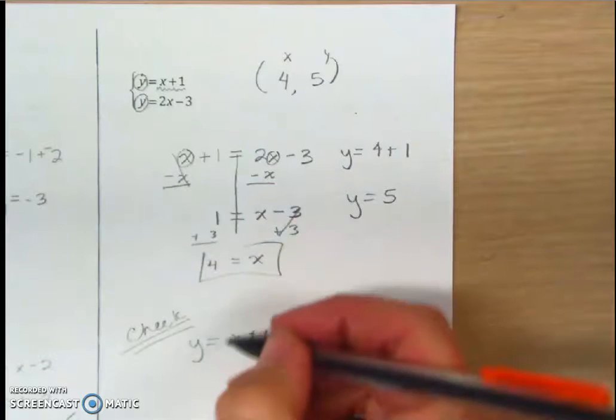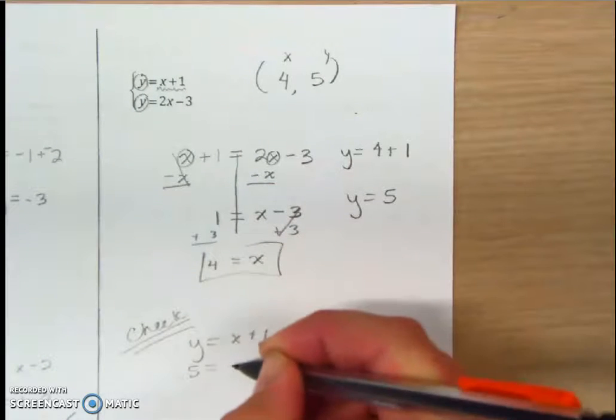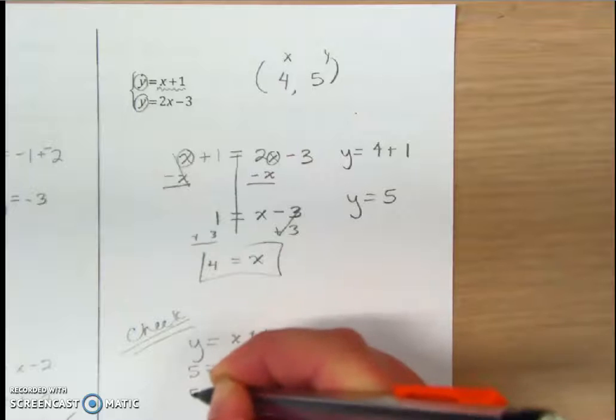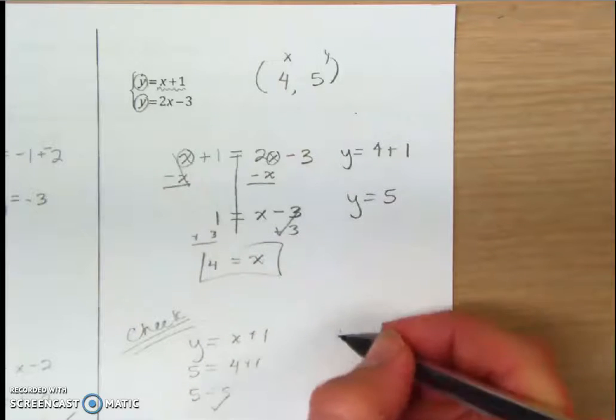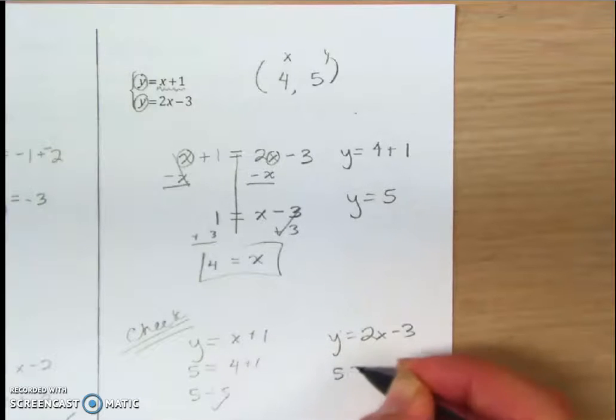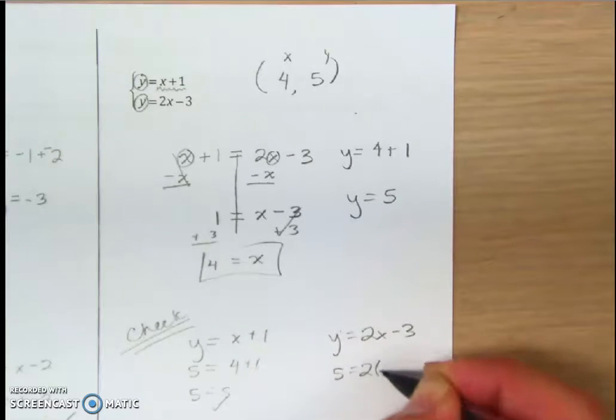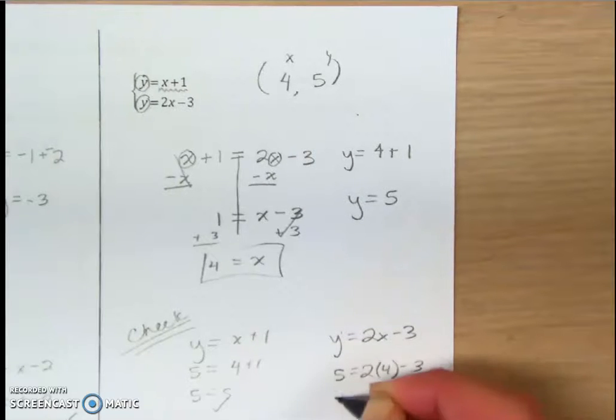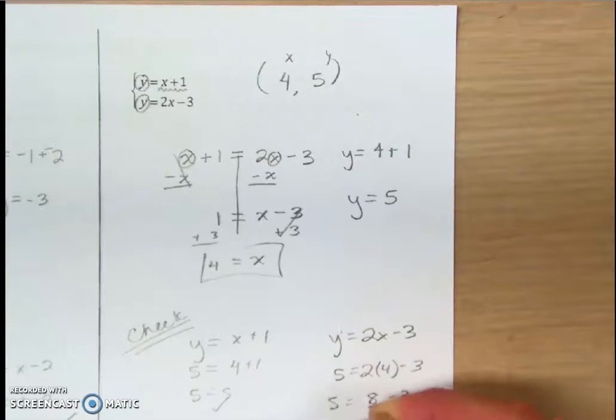First equation is y equals x plus 1. So that means 5 should be equal to 4 plus 1. And it is, so it checks out for the first equation. Second equation would say 5 is equal to 2 times 4 minus 3, which means 8 minus 3, which is 5.